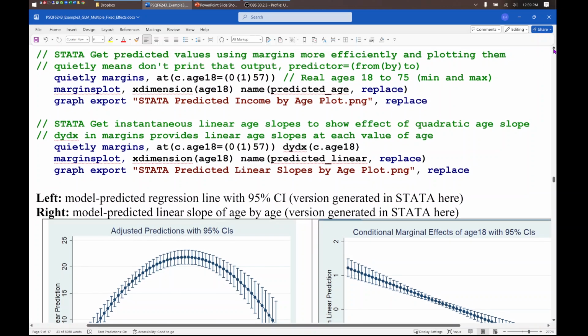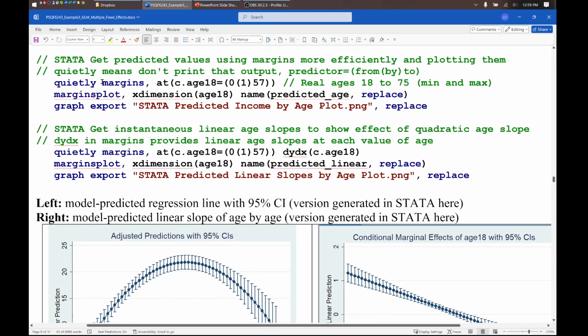So in Stata, I am using something called margins, which is a way to tell it what predicted outcome values you want as a function of your model predictor variables. Now, I don't actually need to see the output because what I'm going to do is put it in a picture. So the option quietly, it's kind of a funny thing. It just means don't show the results. So run it quietly, as opposed to noisily, which is the default, which means show the results.